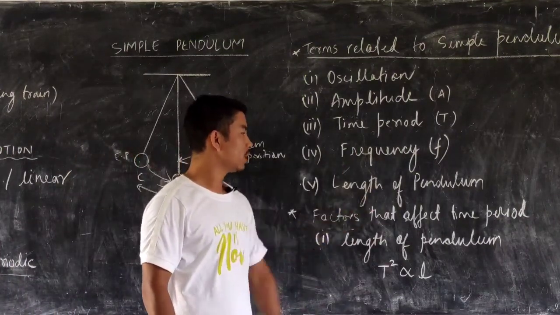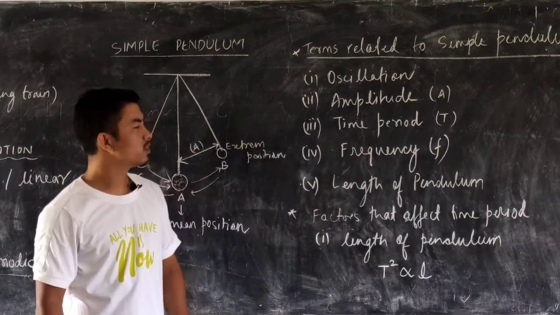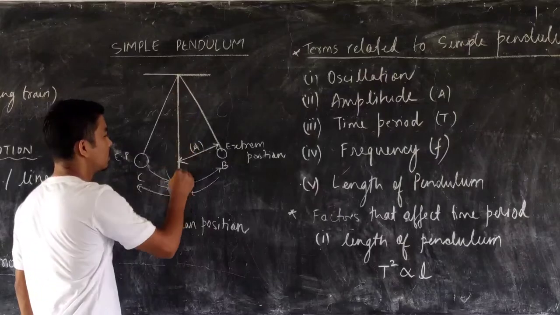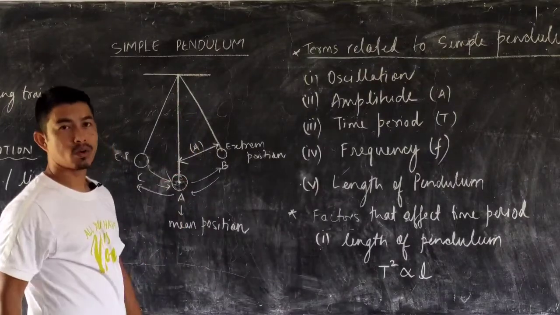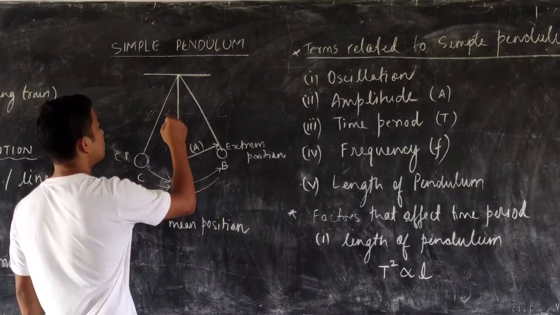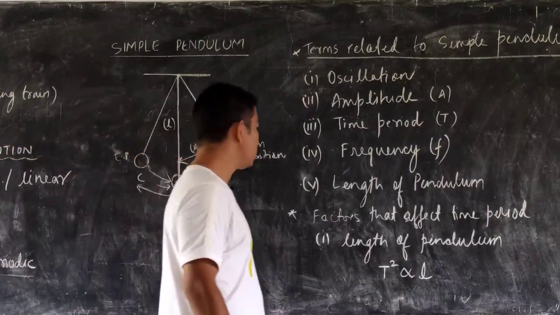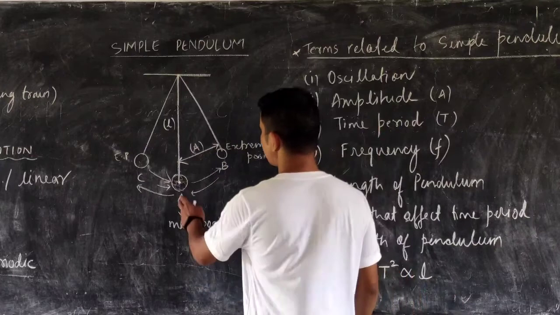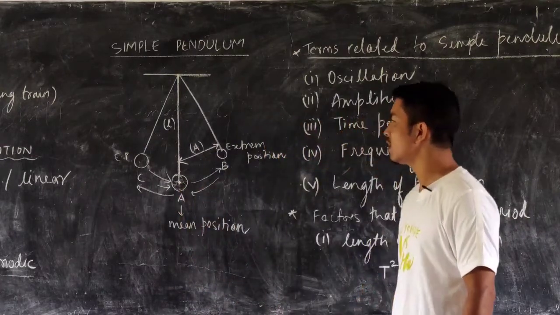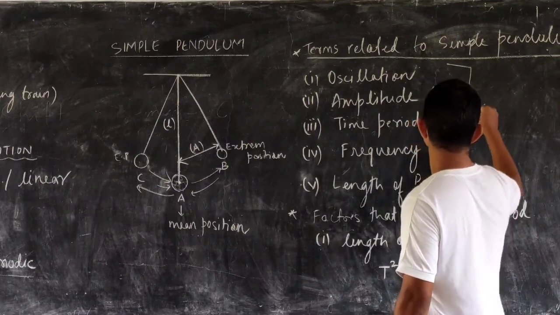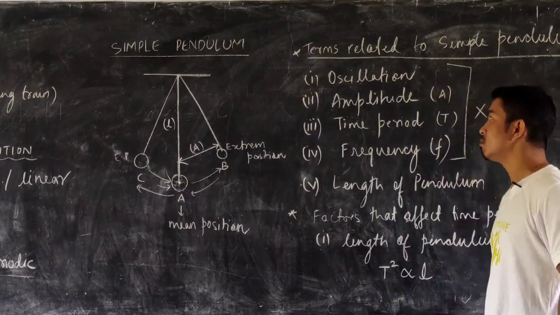Now coming to the last term, the length of the pendulum. It's nothing but very simple. The length of the pendulum is the length of the thread that holds the bob, which is generally given by L. So clear? Now coming to the factors that affect the time period of the pendulum. Generally, the first 4 factors do not affect the time period of the pendulum.